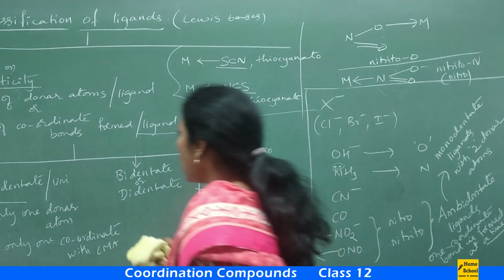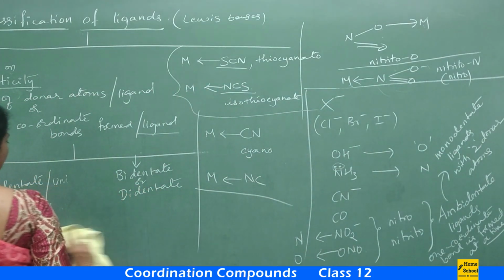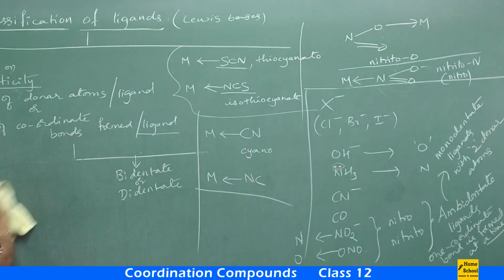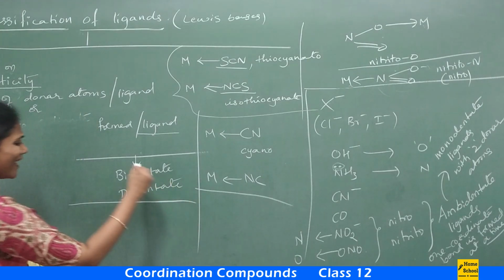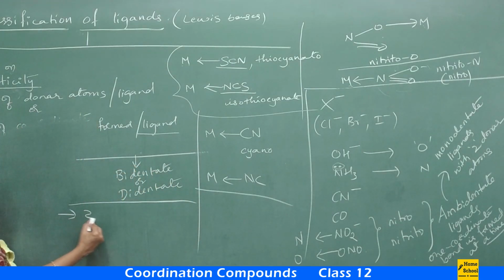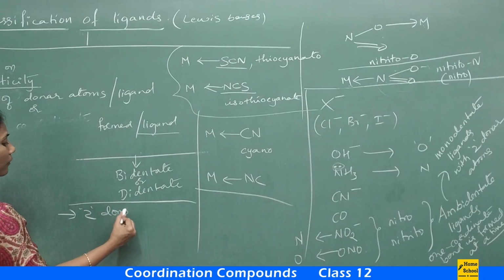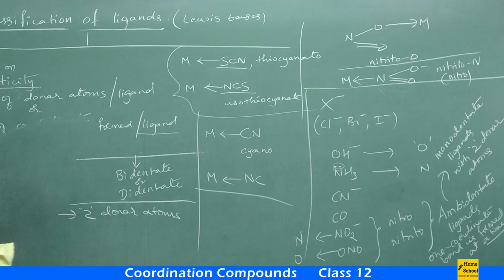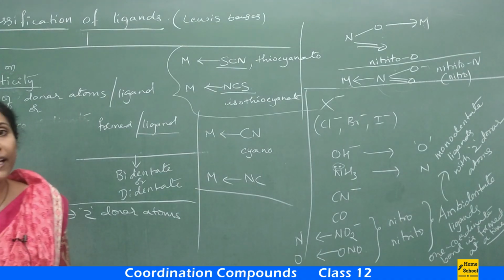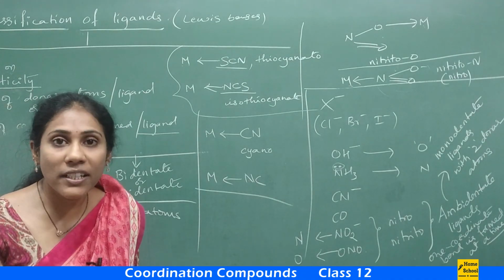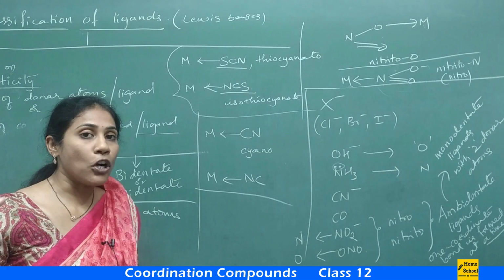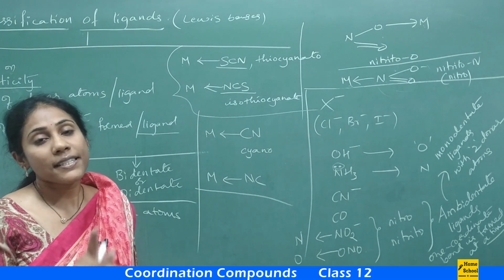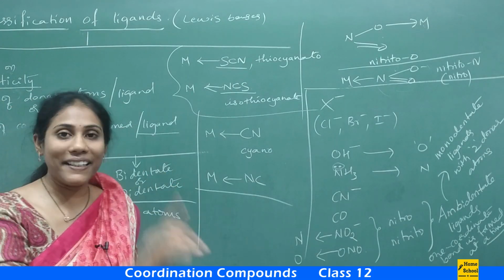Now let us talk about bidentate ligand. Let's understand what a bidentate ligand is. As the name suggests, you will observe 2 donor atoms per ligand. Each ligand will have 2 donor atoms. I mean, from each ligand you can form 2 coordinate bonds with the central atom at a time.